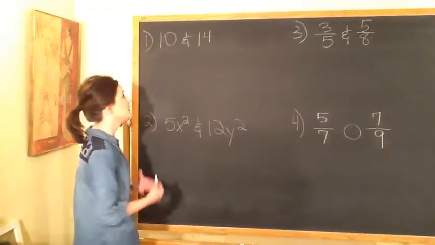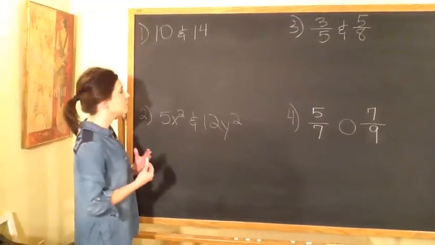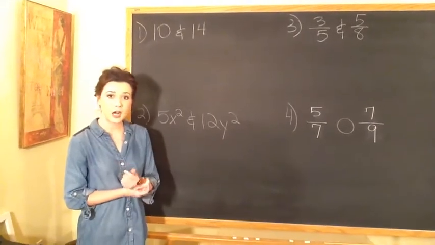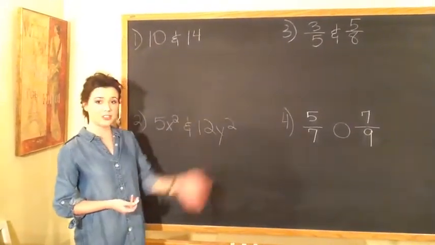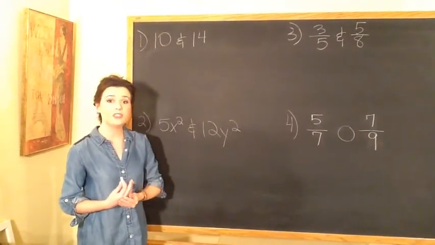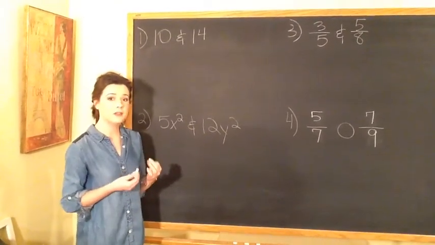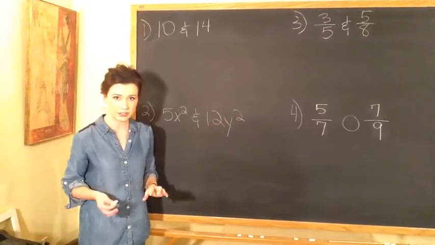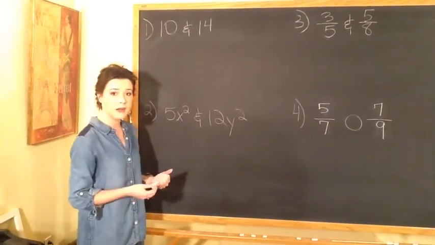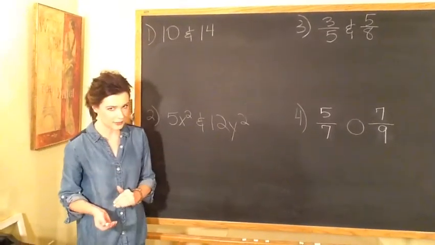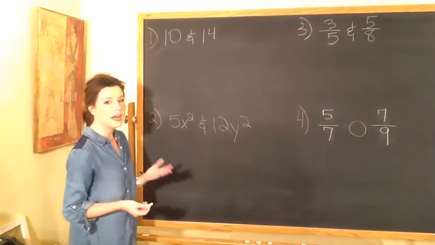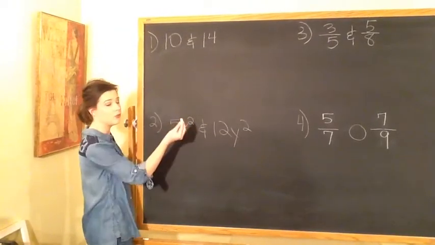Let's go ahead and look at example number 1. In this first example, we're going to be finding the least common multiple of the numbers 10 and 14. The first step is just like we did with the greatest common factor: we're going to be using the prime factorization or the factor tree, except we're going to be using it a little bit differently this time. So let's go ahead and find the prime factorization of 10 and 14.